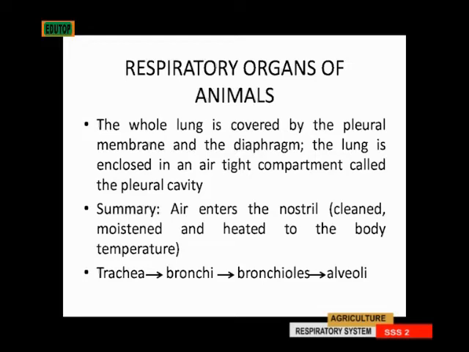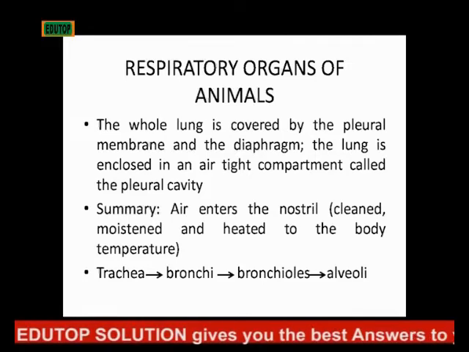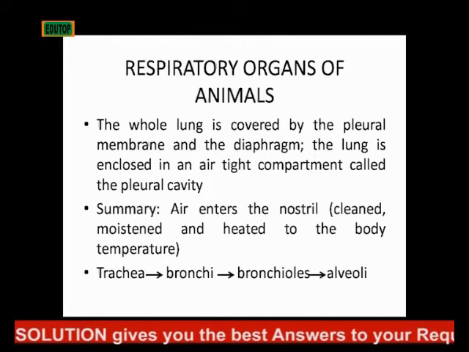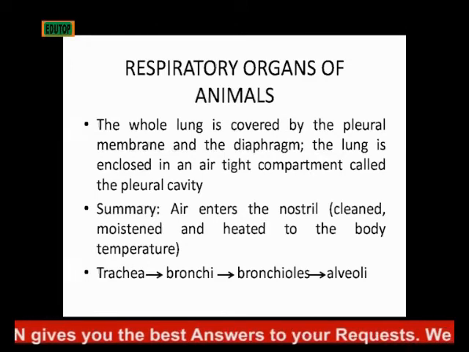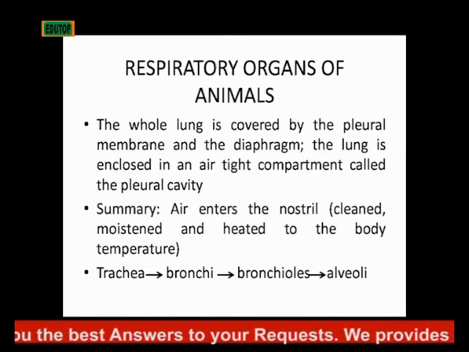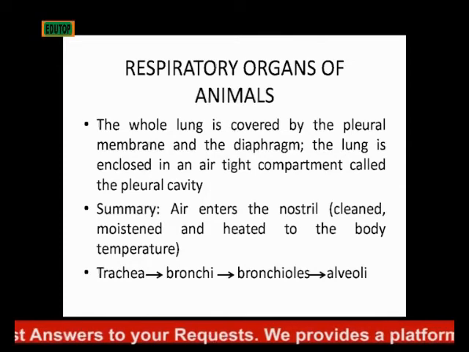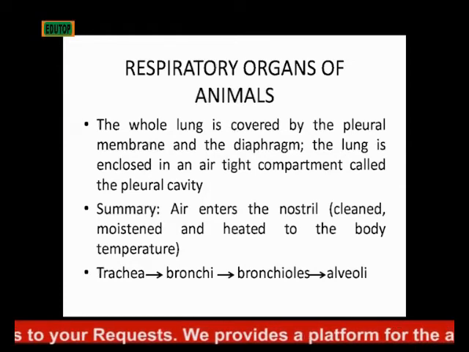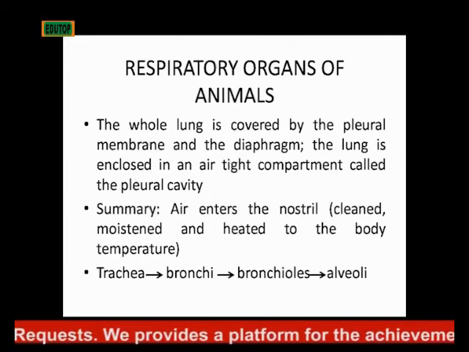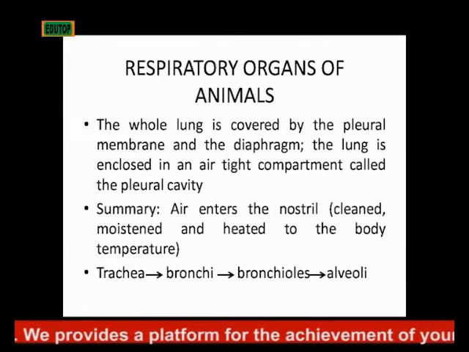Now, the summary of what I've just said about the respiratory organs of animals is that air comes in through the nostril. In the nostrils, the air is cleaned and moistened. Then it's also heated to the body temperature. You know, the temperature of the environment may not necessarily be the temperature of your body.